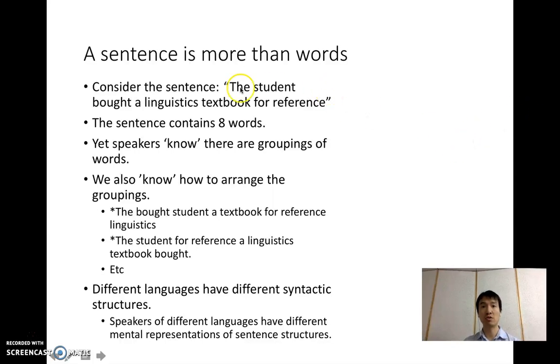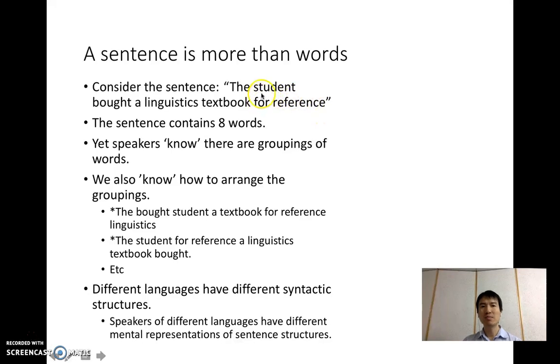If you count, the sentence contains 8 words, right? But even though you speak these 8 words, you have knowledge of more than these 8 words. You somehow know that there are groupings of words. What do I mean by saying that you know the groupings of words? If you look back to the sentence, the student bought a linguistics textbook for reference, you somehow know that the student will form one group, a linguistics textbook will form another group, and for reference is the third group.